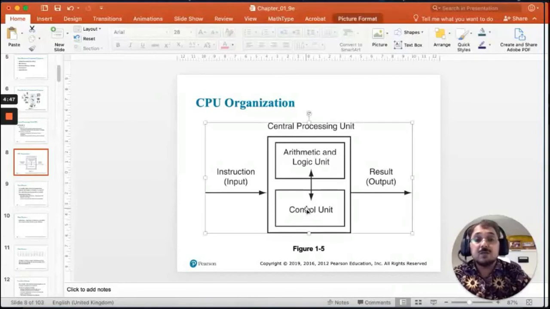And the control unit is actually controlling the overall flow. For example, when input should be received, when output should be displayed. So how all these devices should work with each other. So it's like a monitoring unit, like a brain.